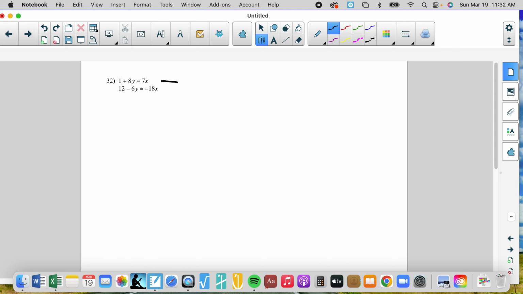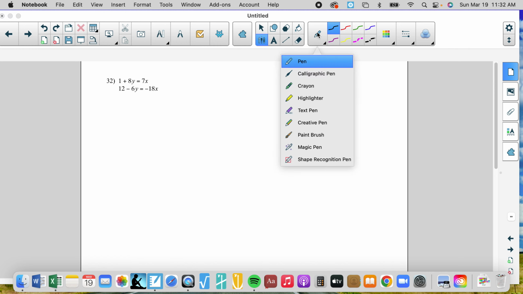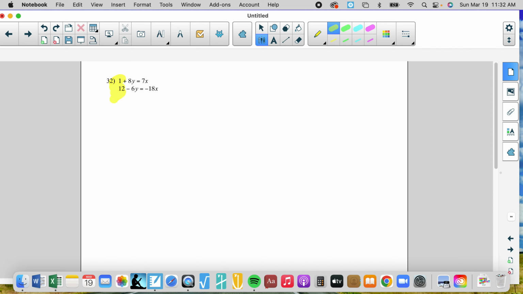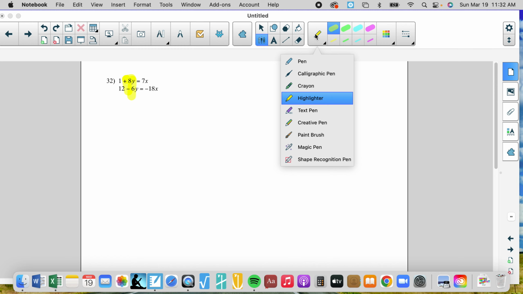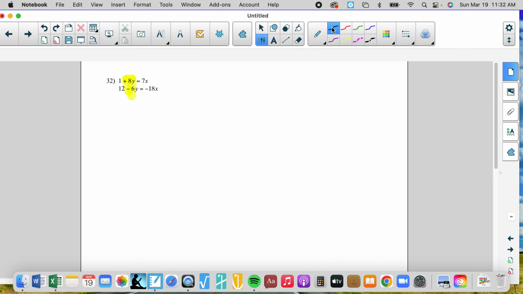So let's put them in the same order. Oh, they're in the same order. I have my constant, I have my y's, and then it equals my x's. So we're good there. Now we just have to pick a variable to cancel. I'm going to cancel my y's. So let's find the LCM of 6 and 8, which is 24. I like it because they're opposite of each other. Remember, that's a nice thing.